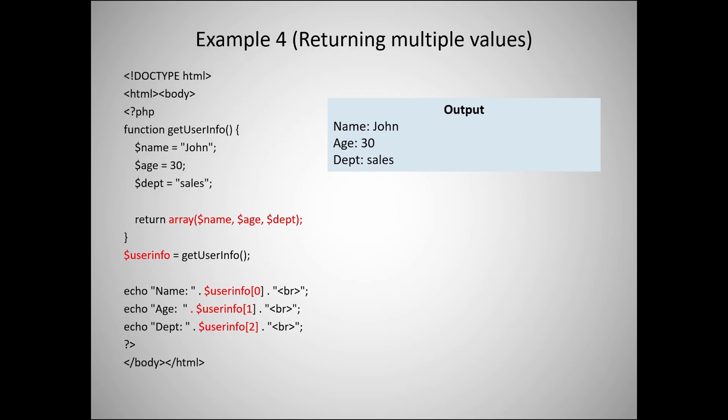Similarly, when you want to extract the array elements, we use a subscript. So user info of 0 is going to print the first value. Similarly, user info of 1 is going to print the second value. Likewise, you can get the corresponding value by using an index.